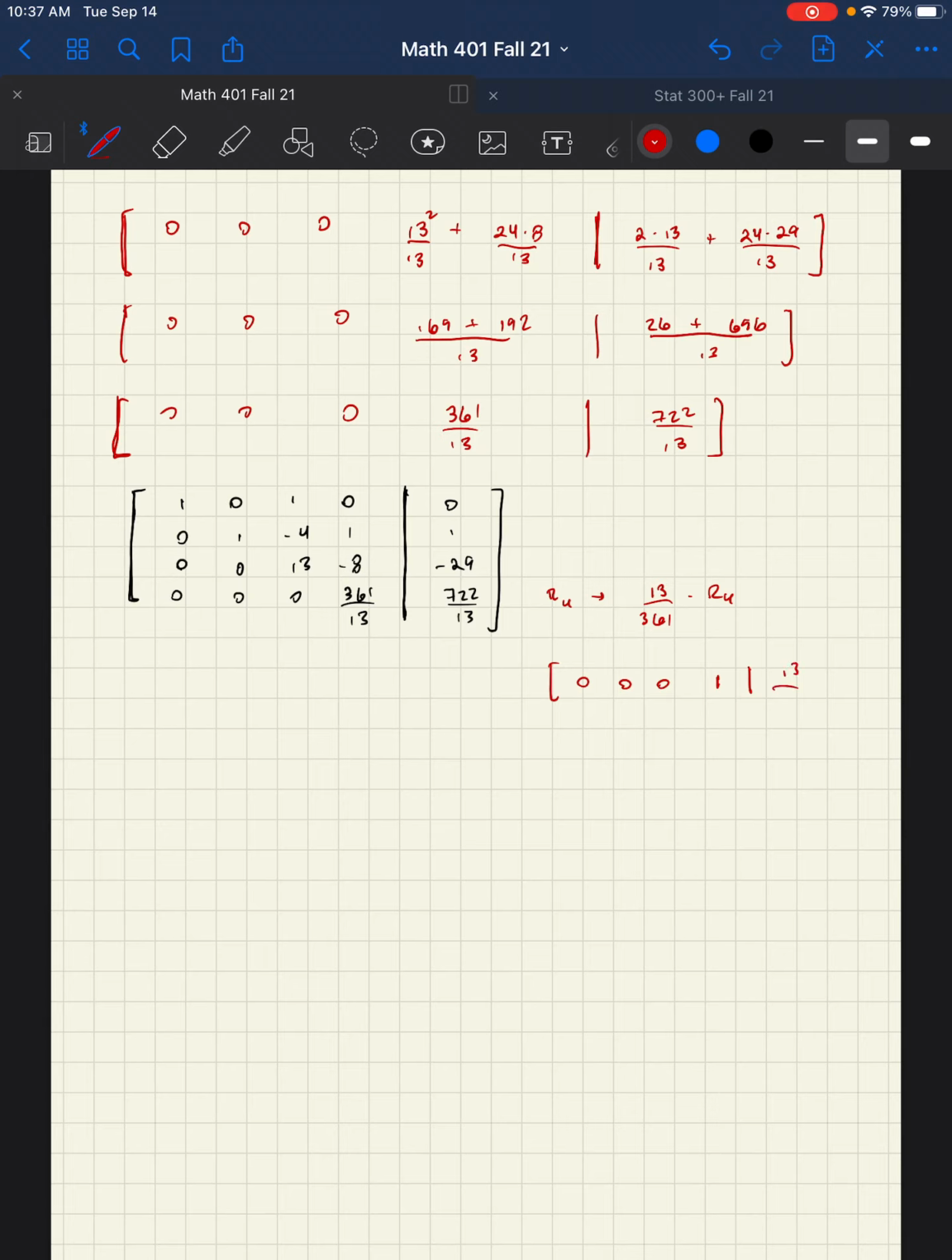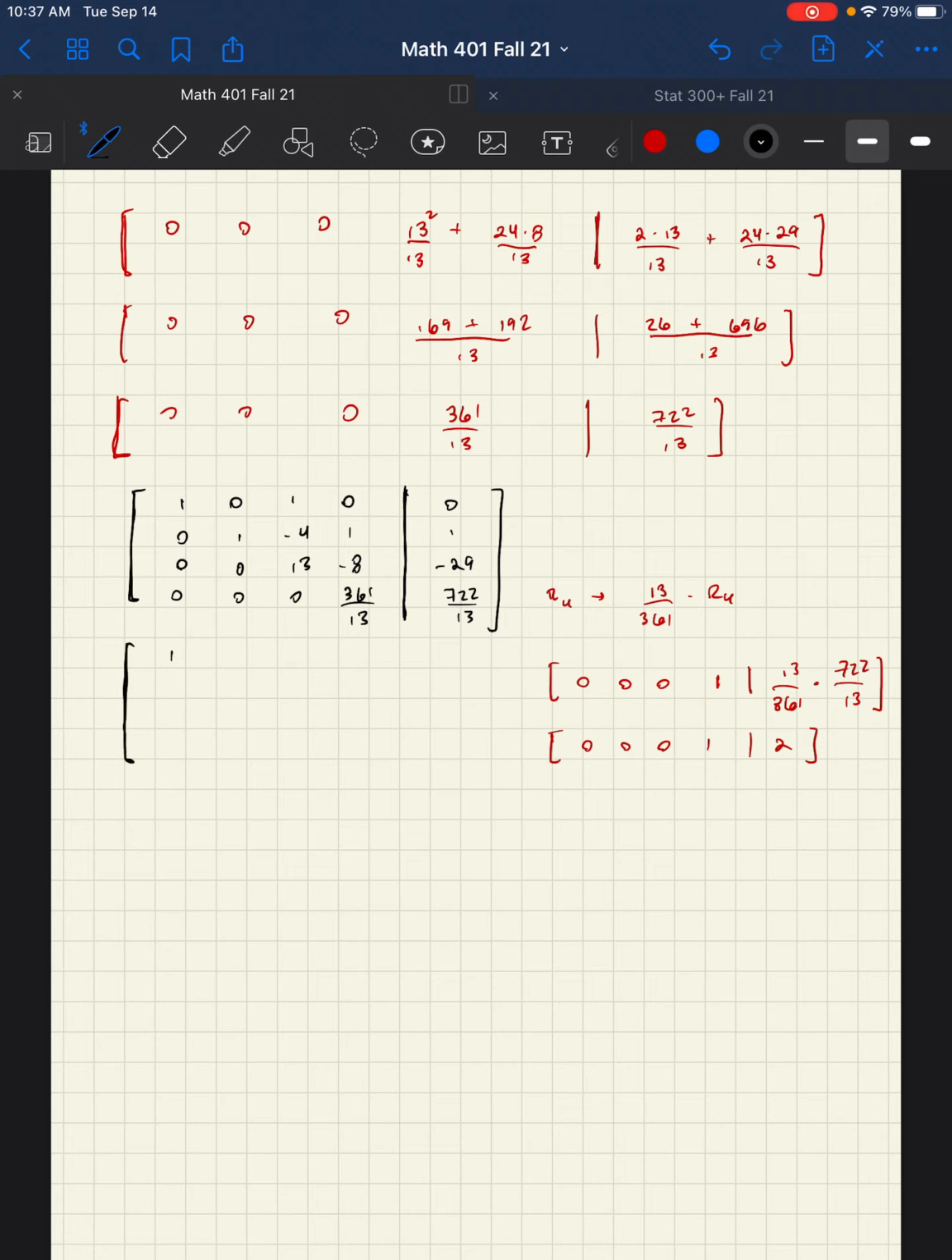And now, hopefully, this is the point where we're going to get some nice cancellation. So 13 over 361 times 722 over 13. The 13s cancel nicely. But 722, is that divisible by 361? Aha! We've done it. This is actually going to be 0, 0, 0, 1, 2. So it does end up being something nice because 722 divided by 361 is 2.